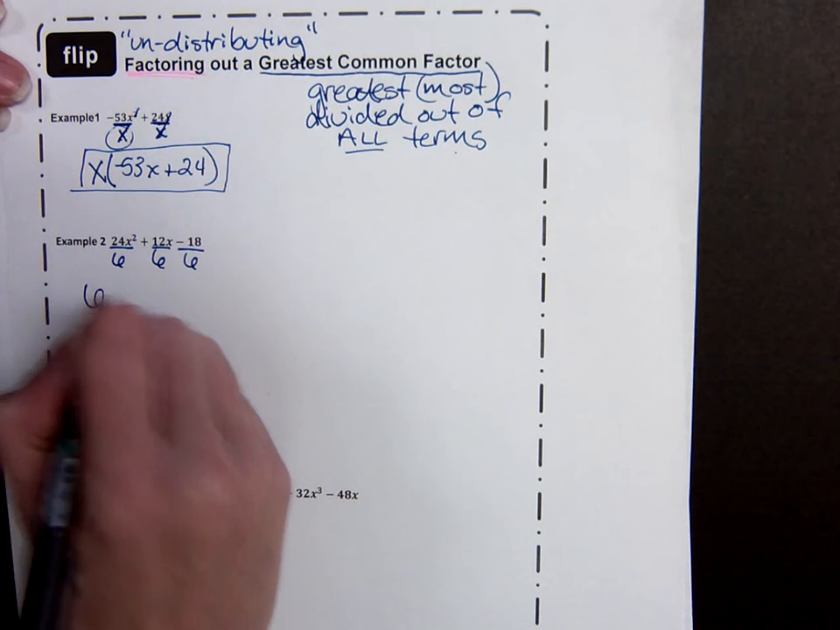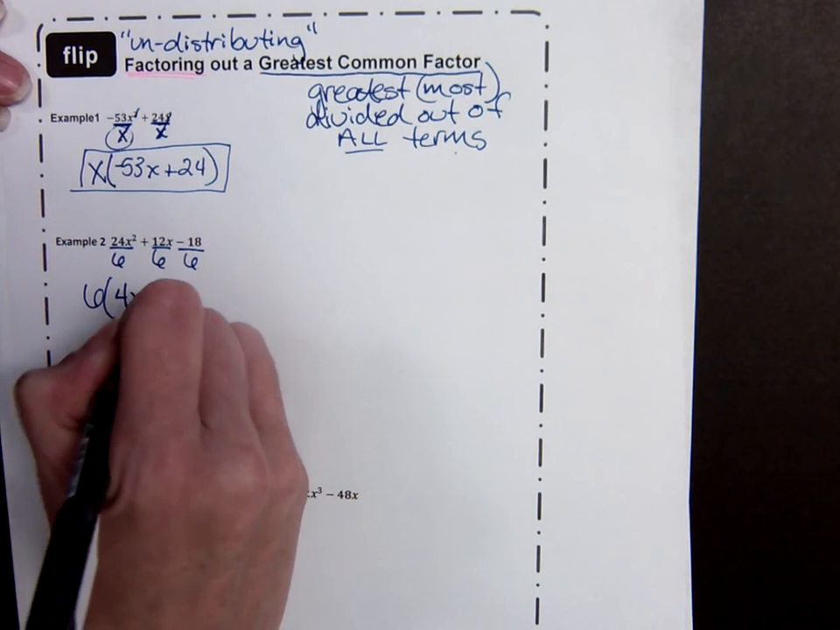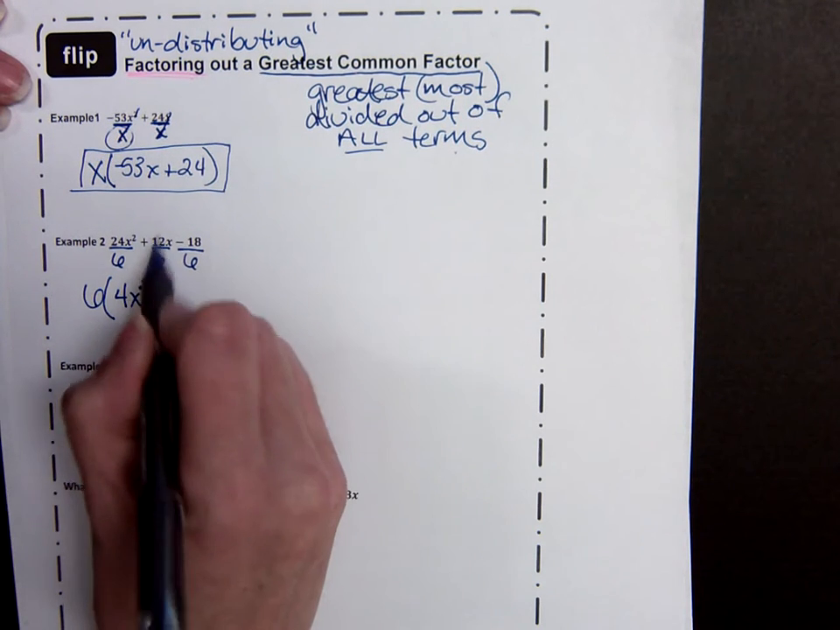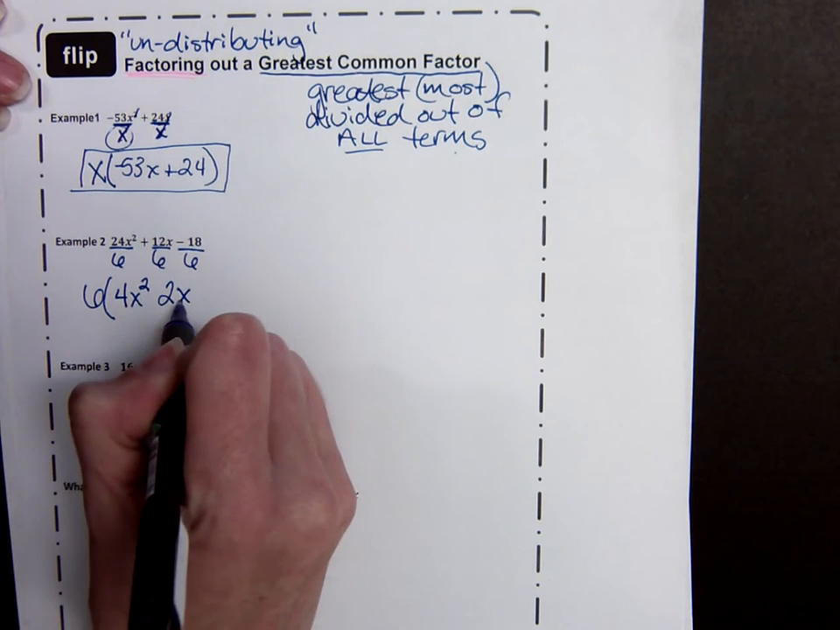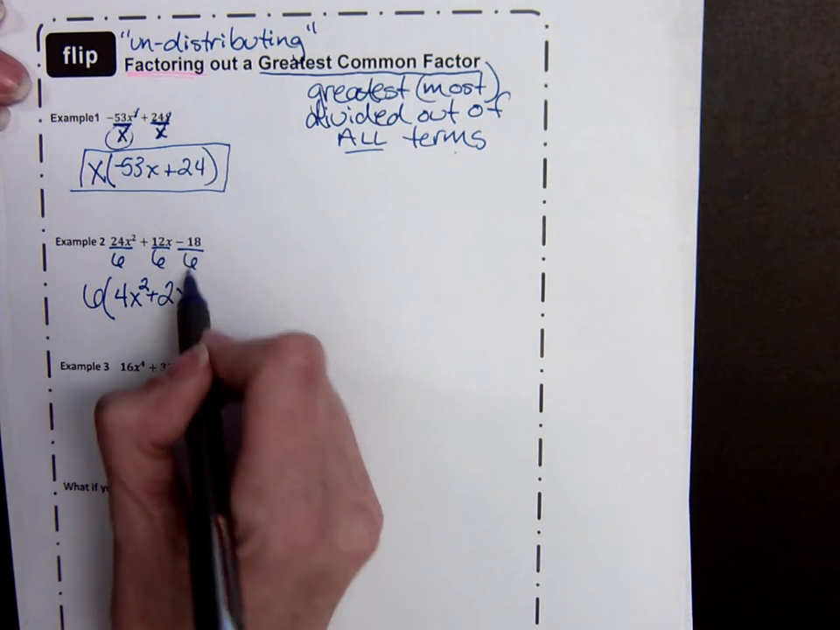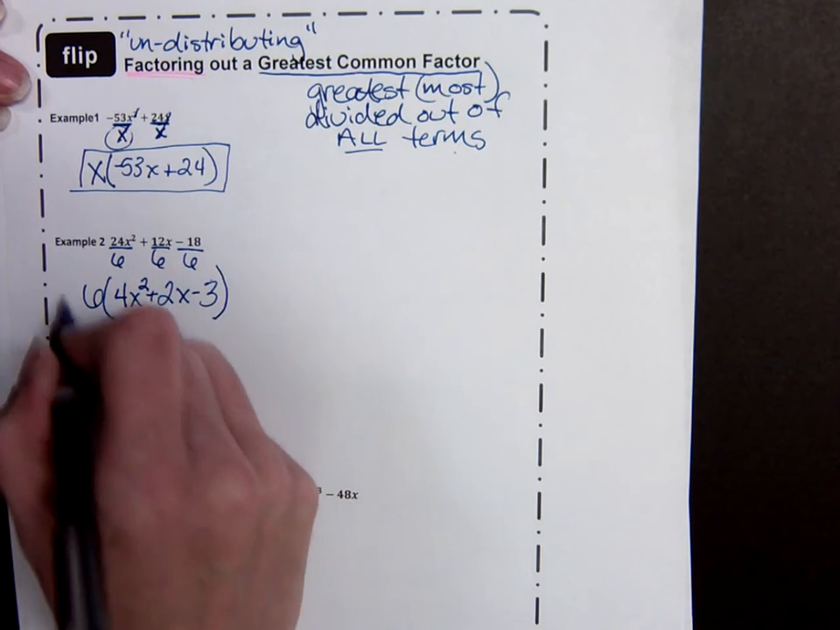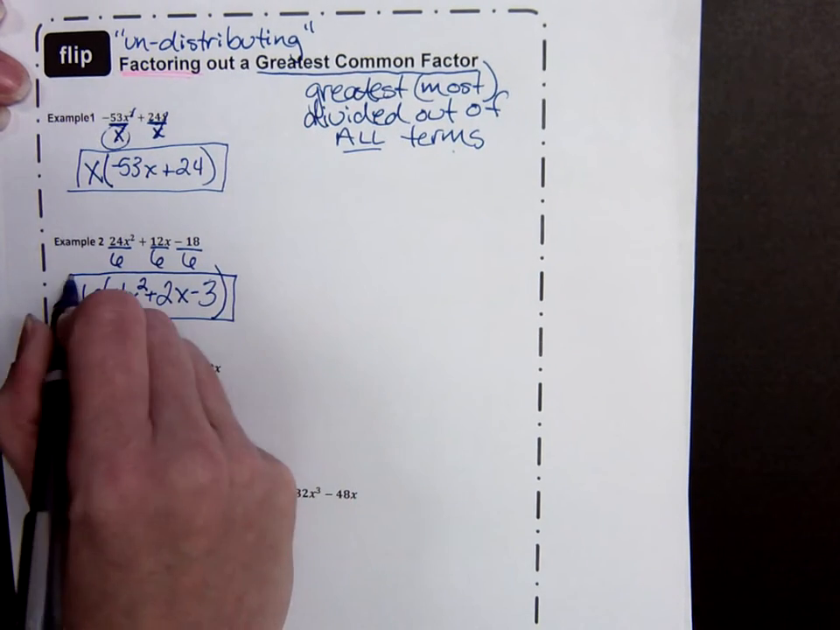So I'm going to write down the 6, and when I divide, 24 divided by 6 is 4, keeps the x squared. 12 divided by 6 is 2x. We didn't divide out a negative, so the sign stays the same. And 18 divided by 6 is 3, and it stays negative also. And that's all we got.